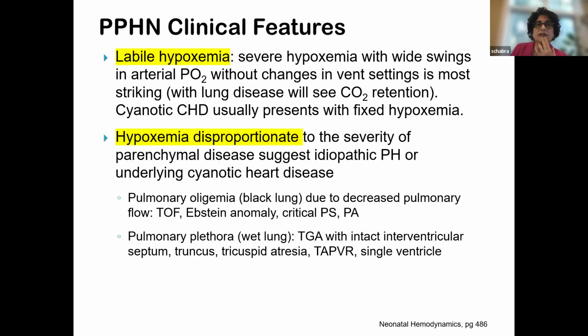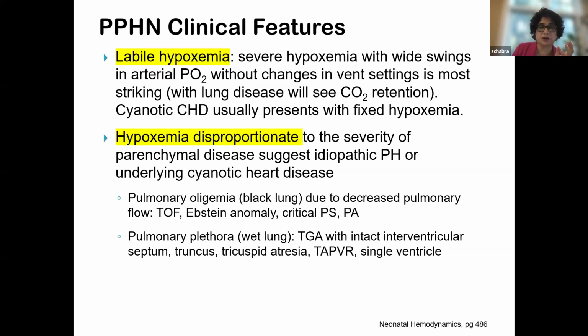So the hallmarks are labile hypoxemia with wide swings in arterial PO2 with no changes in ventilator settings. That is the striking phenomenon in pulmonary hypertension. Hypoxemia is disproportionate to the severity of parenchymal lung disease, and that will suggest idiopathic pulmonary hypertension.